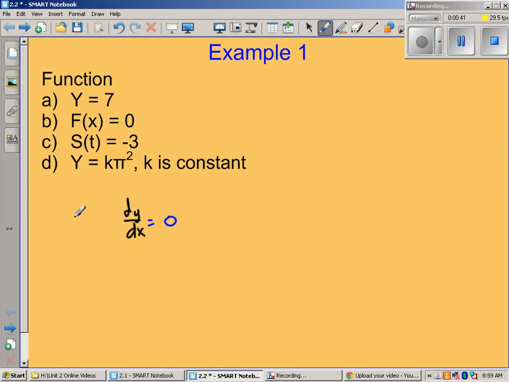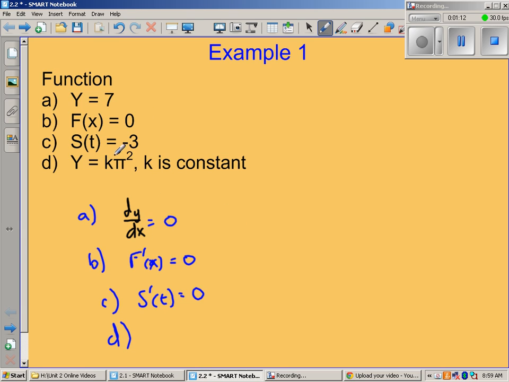That's for a. For b, I could say f prime of x, where f of x is 0, will also equal 0. For c, s prime of t, where s of t is -3, that's also 0. Because what we're asking for is the slope of the tangent line along that function, and you just have to remember what these functions look like. They're horizontal lines, so the slope is 0.